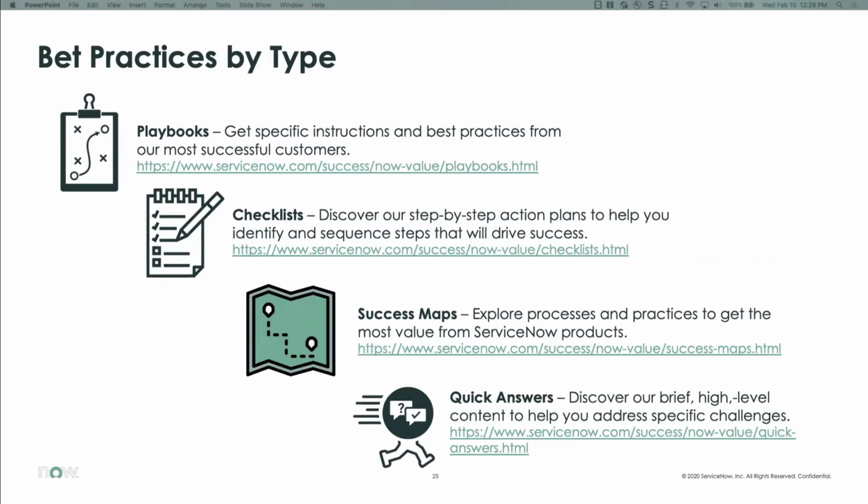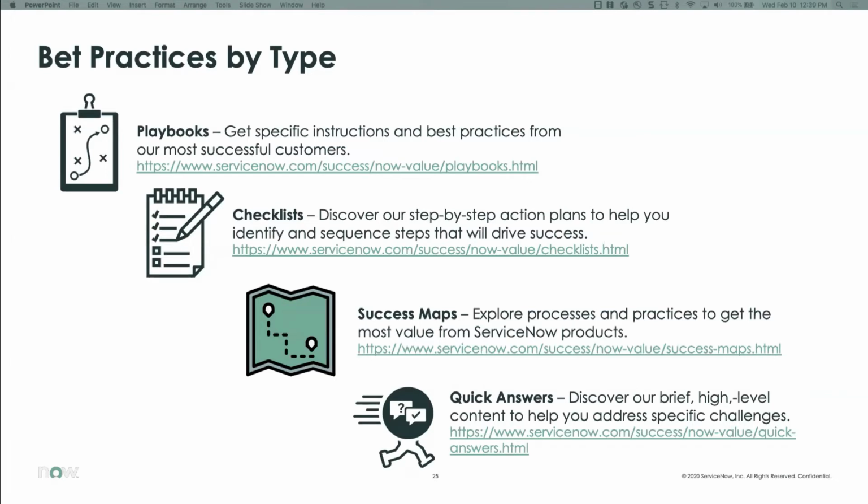So again, this is a very holistic look at the ServiceNow platform itself, but there are things that you can find in there that are around performance analytics and reporting. So, playbooks are just what they seem: instructions and best practices from some of our most successful customers. A checklist: discover step-by-step action plans that'll help you drive success. Maps: these are process and practices to get you the most value from the ServiceNow products. And then quick answers: discover brief, high-level content to help you address specific challenges that you have.